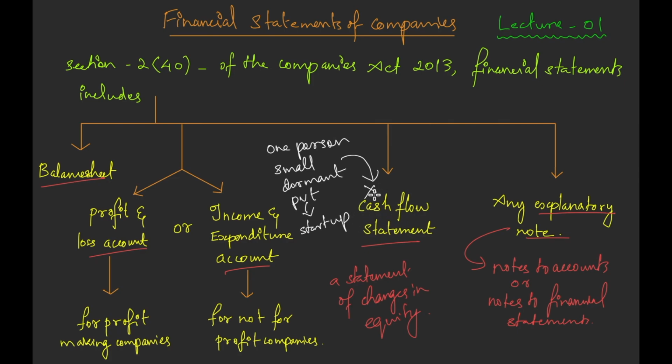They should include balance sheet, profit and loss account, or income and expenditure account, then any explanatory notes. So they can avoid preparation of cash flow statements. Only these companies, and all other companies must include cash flow statements in their financial statements.